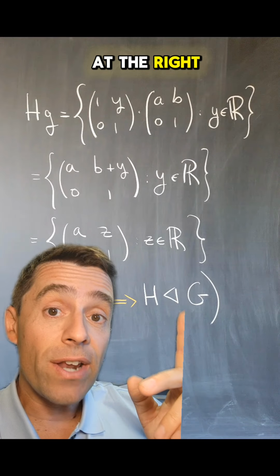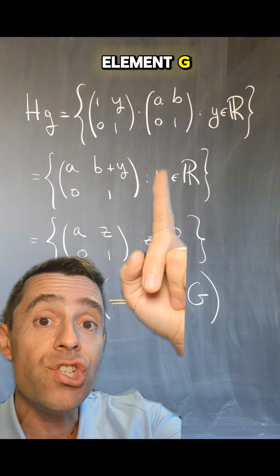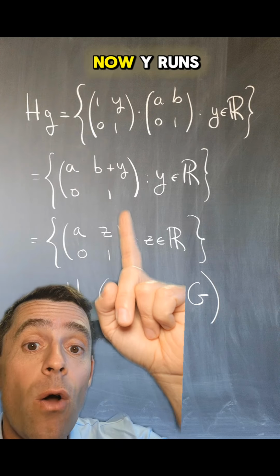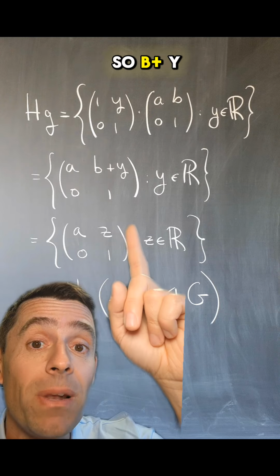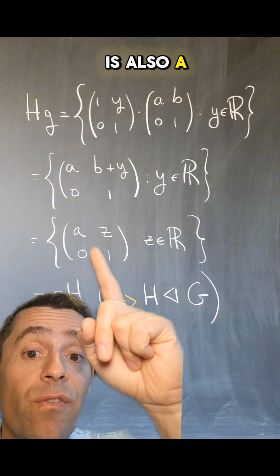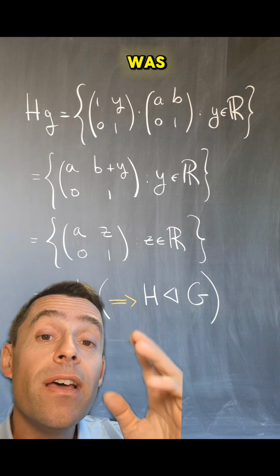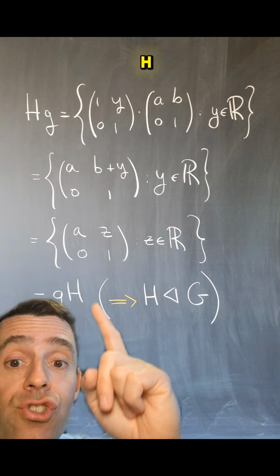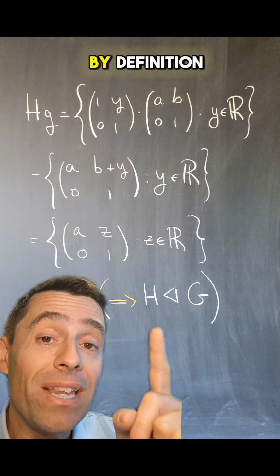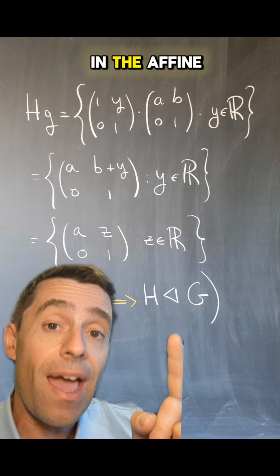Let's now look at the right coset. So HG will be any element of H times that fixed element G, which as you multiply the matrices, you get (A, B plus Y; 0, 1). Now, Y runs over all the real numbers, so B plus Y runs over every real number. So HG is also A fixed, any real number, 0, 1, which is what GH was. That means that for any G, HG and GH, the left coset and the right coset coincide, and that is, by definition, the definition of H is normal in G. H is normal in the affine group.